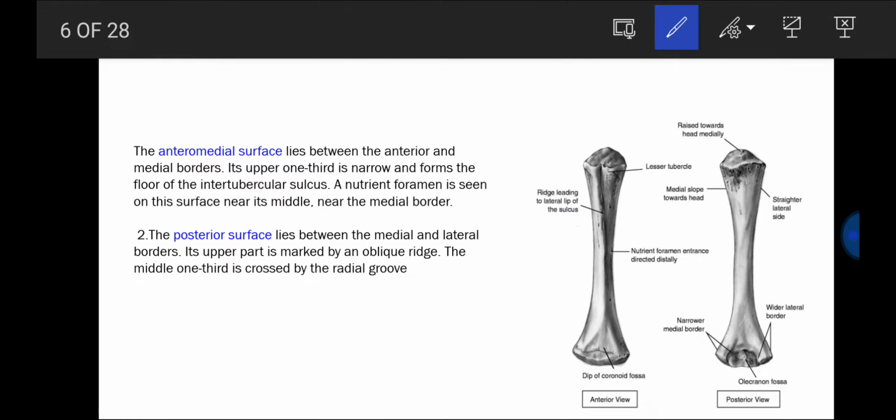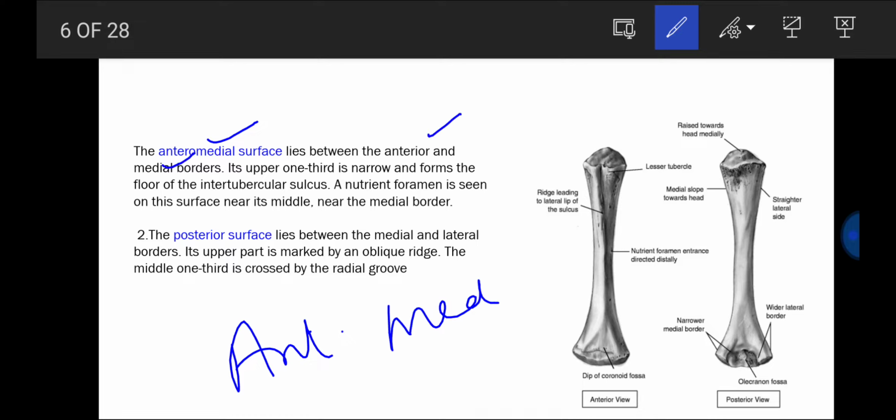Now the anteromedial surface. What is anteromedial? Anterior and medial, it lies between the anterior and medial borders. Its upper one third is narrow and forms the floor of the intertubercular sulcus. A nutrient foramen is seen on the surface, in its middle, near the medial border. So here is the nutrient foramen.